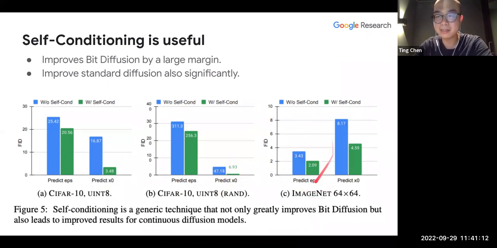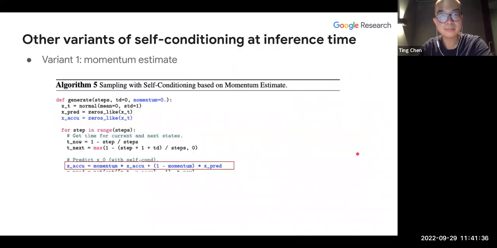Now, because this is somewhat orthogonal to analog bits, you can also apply it to a continuous or standard diffusion model, and it still helps significantly, maybe not as much as with Bit Diffusion here, from 47 FID to 6.9, but you still have a significant gain, like from 8 to 4, something like that.